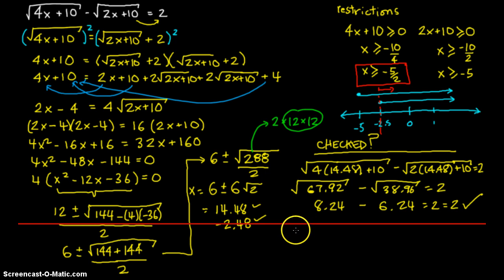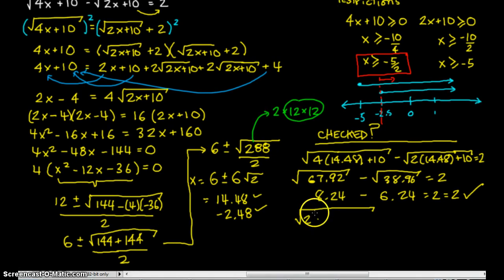Now, next one, check the next value. That's the negative 2.48. Gotta be a little careful with that negative, but it should be all right. 2 times negative 2.48 plus 10.